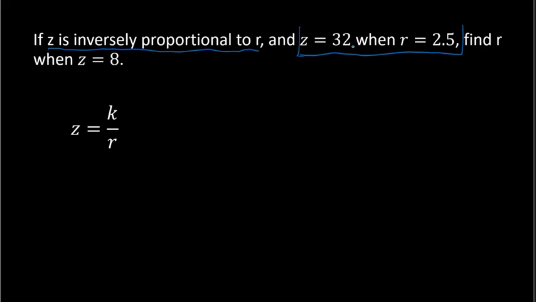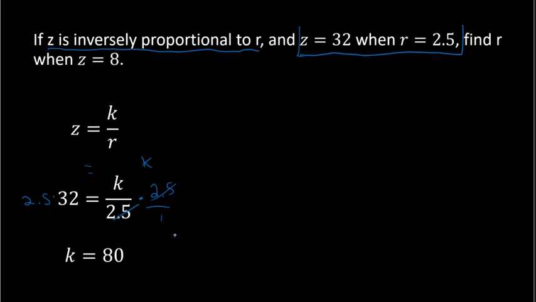So let's look at scenario 1. We plug in a 32 for z and a 2.5 for r. So we have 32 equals k divided by 2.5. Now to solve, I need to get rid of the 2.5 in the bottom and do that by multiplying both sides by 2.5. The 2.5s will cancel. I have k on the right, and on the left, 2.5 times 32 would give me 80. So I have k equals 80. So from here, I can use the k value, and I can use the fact that z is 8, and plug that into my equation again to solve for r.